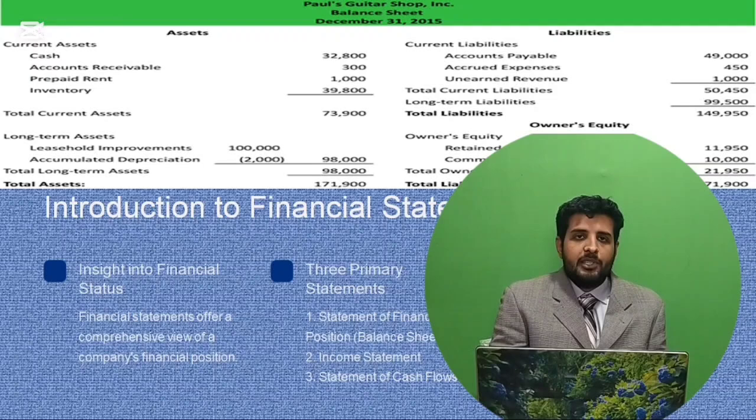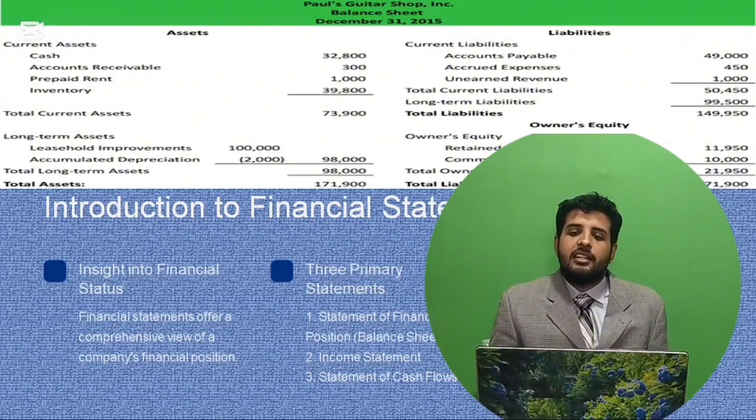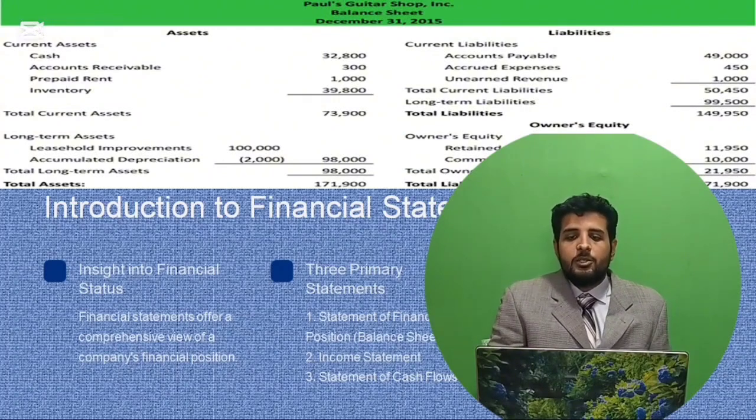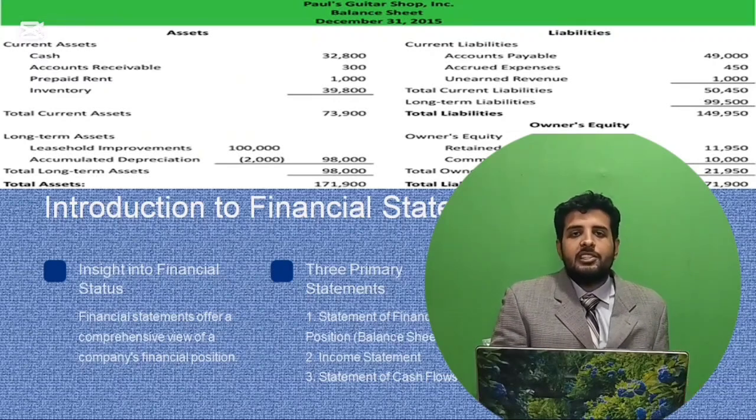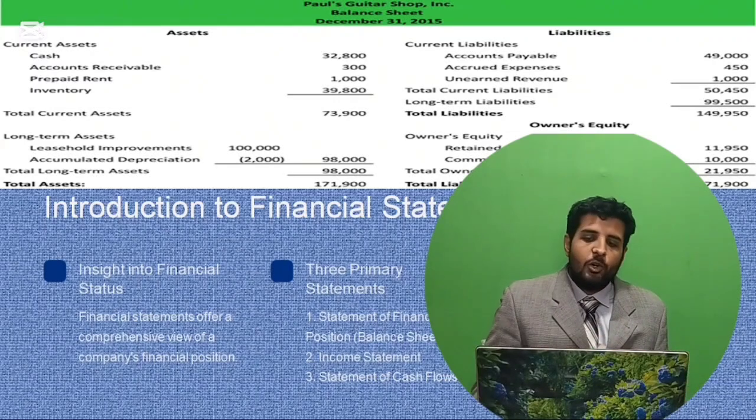Then we have income statement. It is often referred to as a profit and loss statement. It summarizes the revenue, expenses, and the net income or a loss over a particular period. So this statement indicates whether the company is operating in profits or in loss.